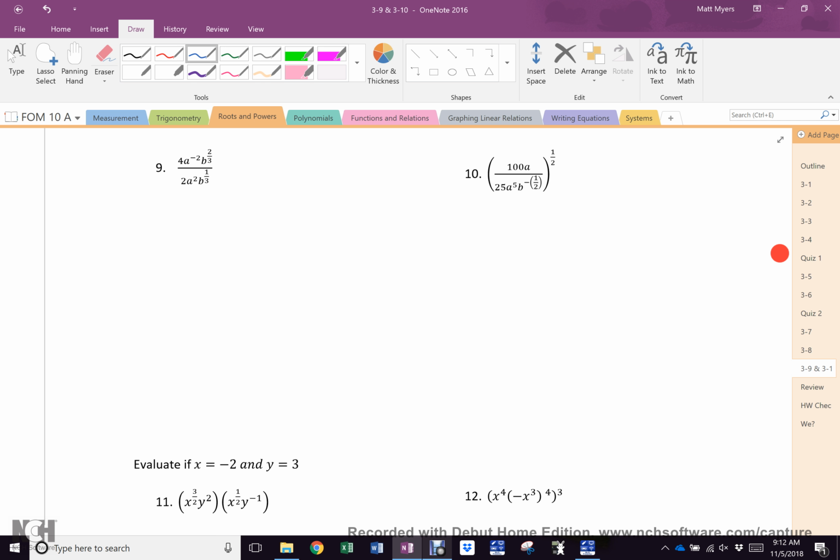Some of you are able to work number 9 as it's written. But some of you, I would like to offer you this strategy. If this seems too busy to you, break it up. You have 4 over 2. You have a to the negative 2 over a squared. And you have b to the 2/3 over b to the 1/3. Right? What's 4 divided by 2? 2. What do I do? Are these the same base? So what do I do with the exponents? Subtract them. What's negative 2 minus 2?